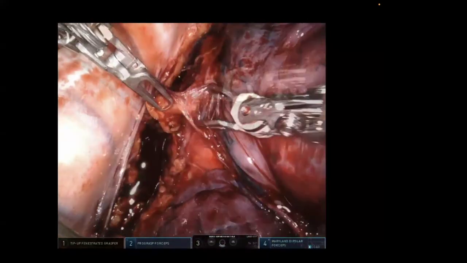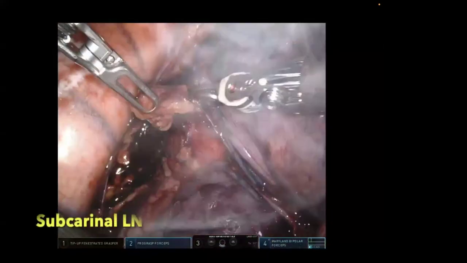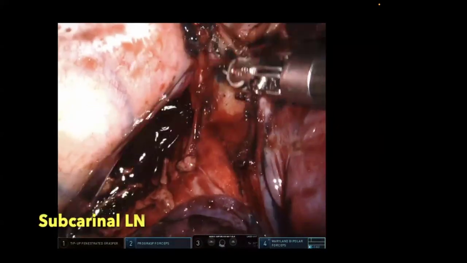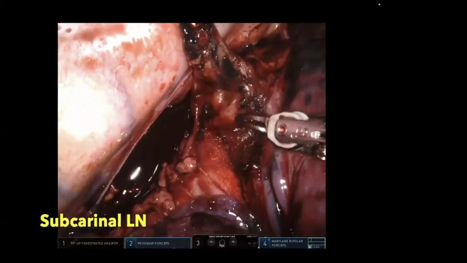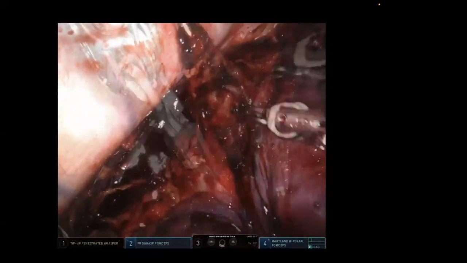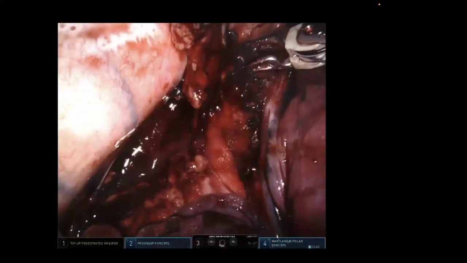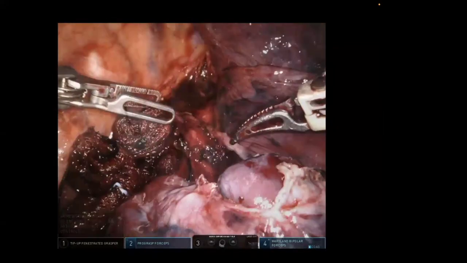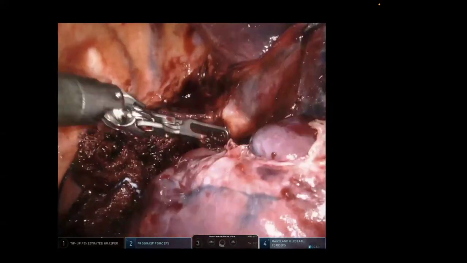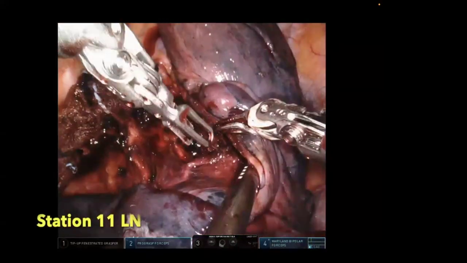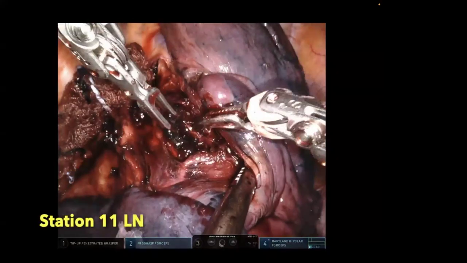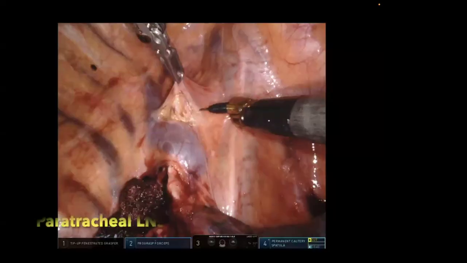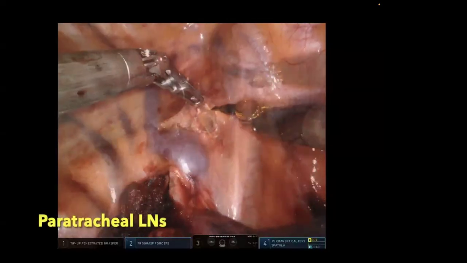Now we are doing a subcarinal lymph node dissection. We can see both the right main bronchus and the left main bronchus, and the whole lymph node packet is excised. Then we switch our attention to the hilar lymph nodes. Doing a mediastinal lymph node dissection first has an advantage, because it automatically exposes the bronchovascular structures, allowing us to perform the lobectomy with ease.